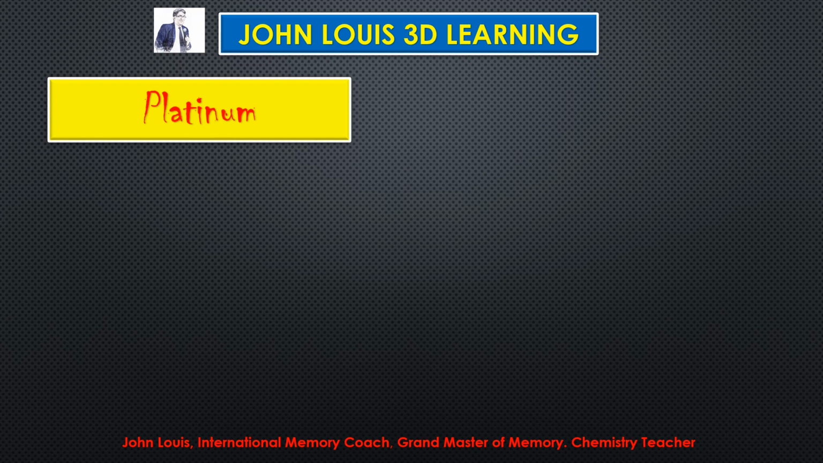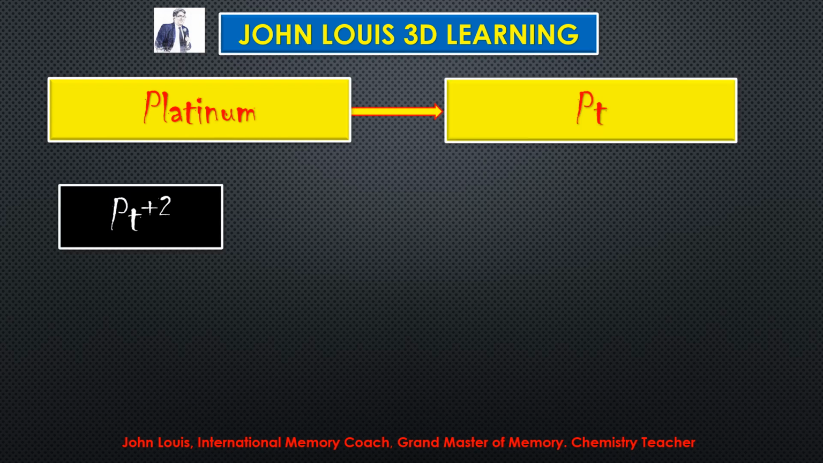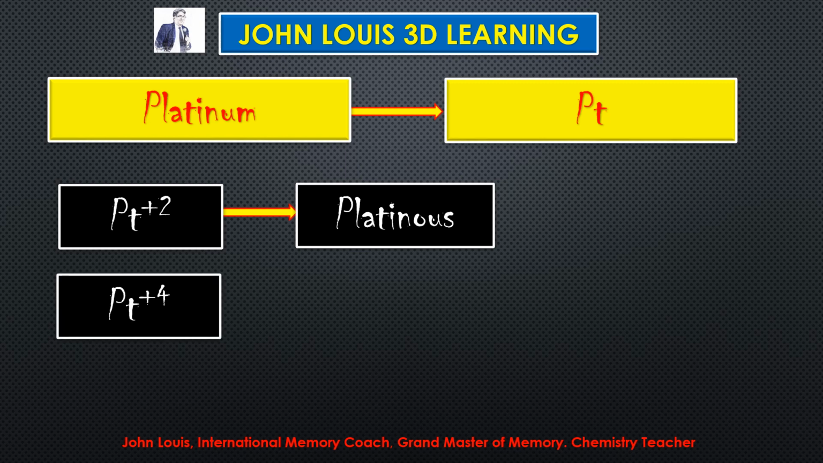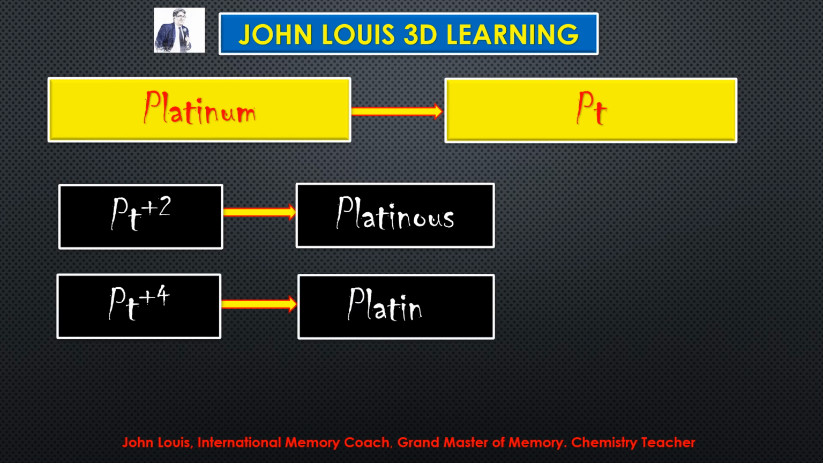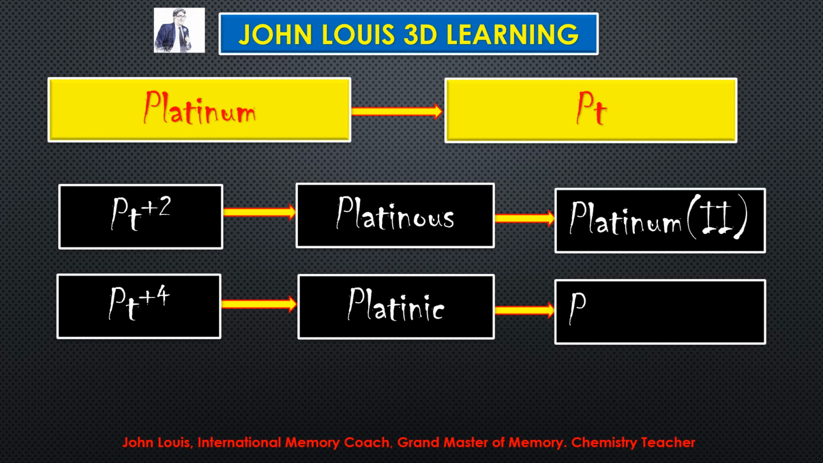So the next ion is platinum. Symbol is Pt. So when the charge is plus 2, it is known as platinous, and when it is plus 4, it is known as platinic. So platinous will be mentioned as platinum 2 and platinic will be platinum 4.